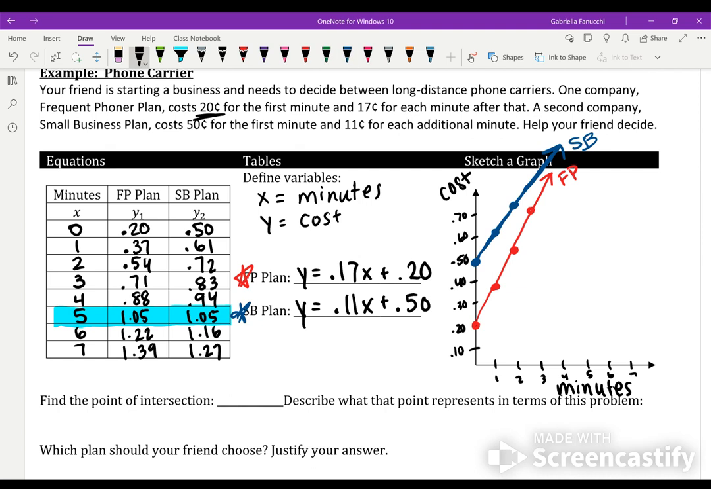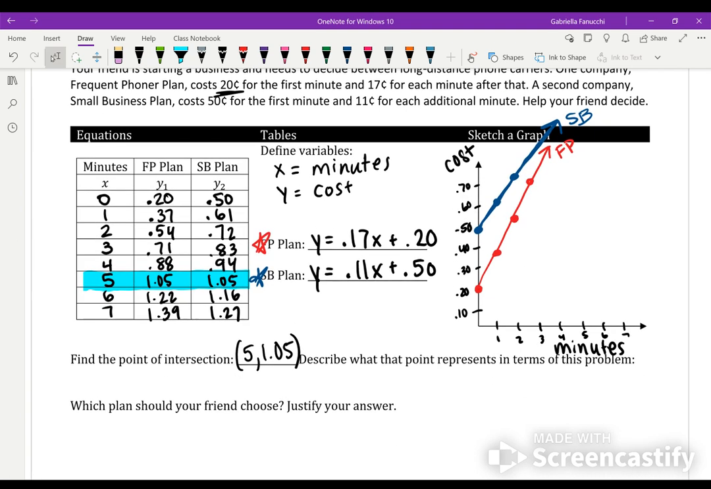So find the point of intersection. Again, we already see that on our table. So it's 5, 1.05. Describe what that point represents. So at 5 minutes, both plans charge $1.05.